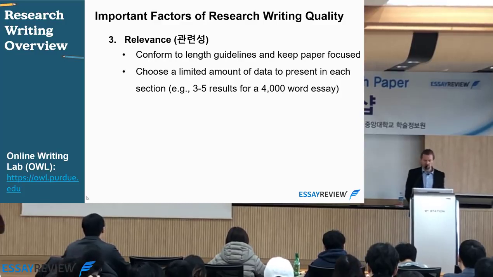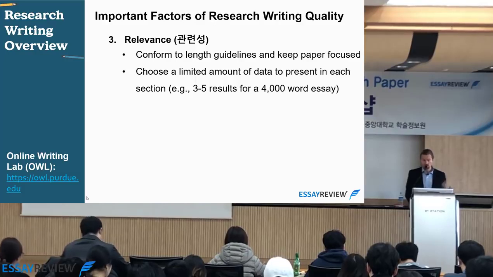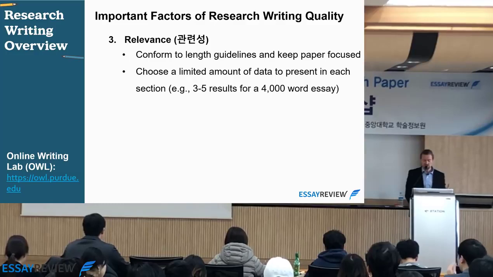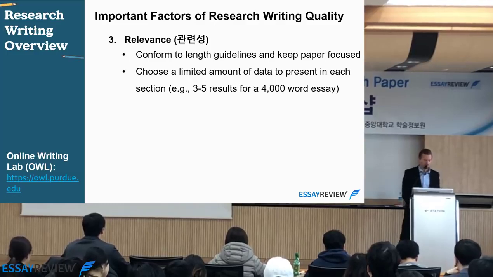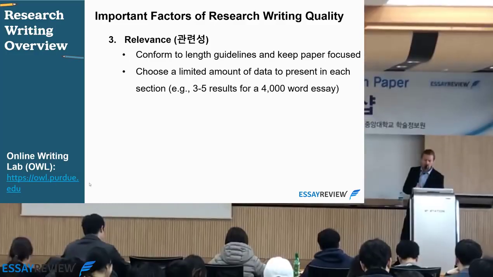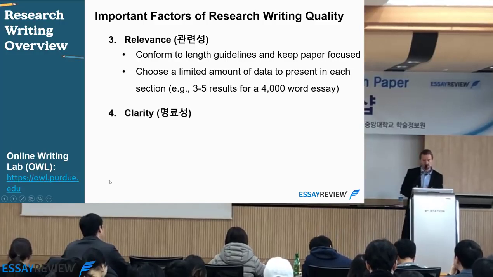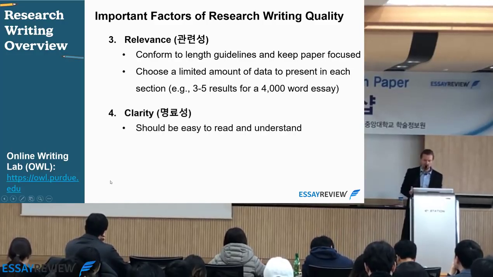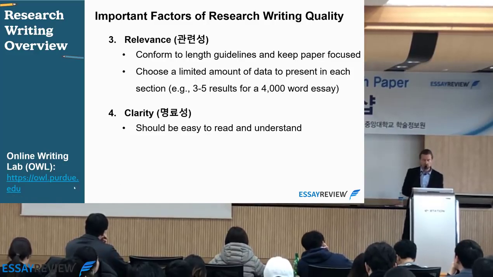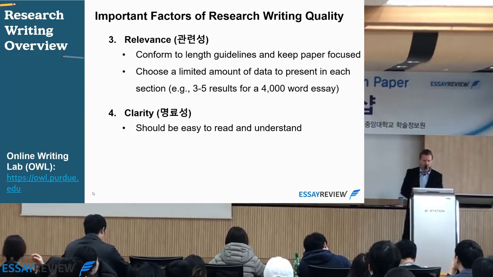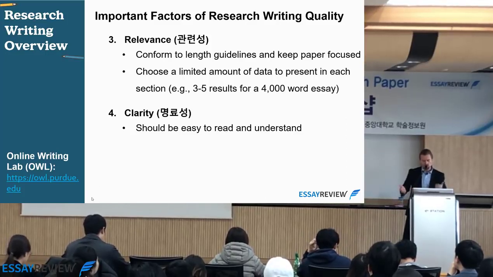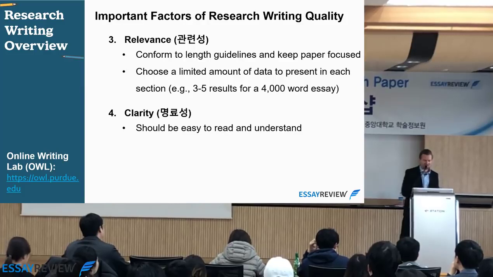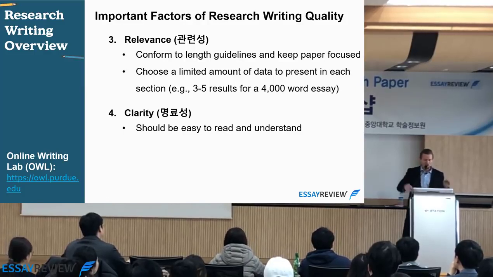Fourth factor of writing is clarity. Clarity means writing clearly, writing elegantly and nicely. So it should be easy to read and understand. Your paper should not be a struggle. I understand the English is not most of your first language, so we don't expect, in most journals don't expect you to get the language perfect.